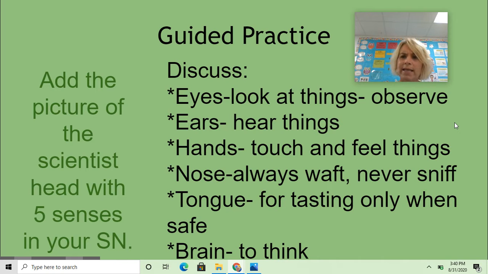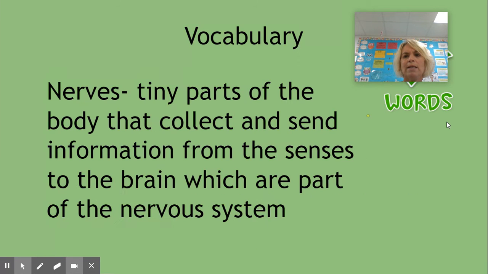And we didn't hear so much about the brain being one of our 5 senses, but our brain is what helps control all those 5 senses. And our brain also helps us think. So you're going to see over here on the side that it says, add the picture of the scientist head with 5 senses in your science notebook. So let me show you that in just a few minutes.